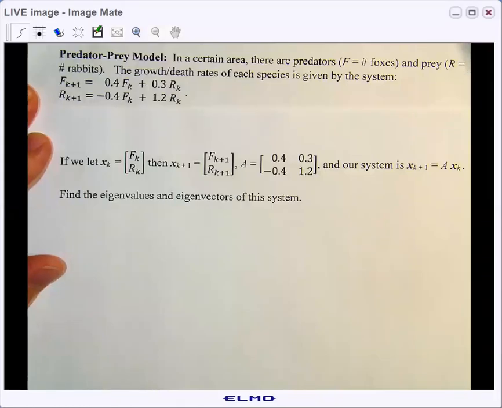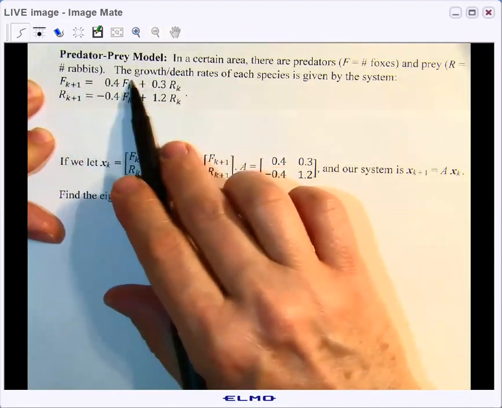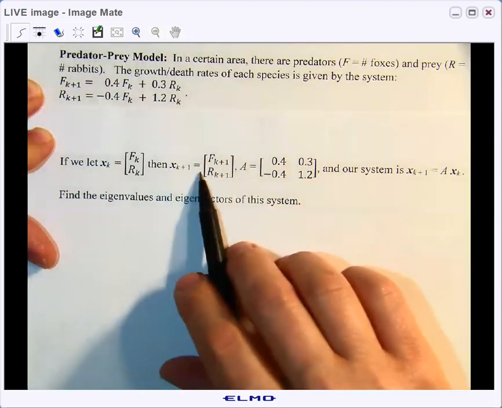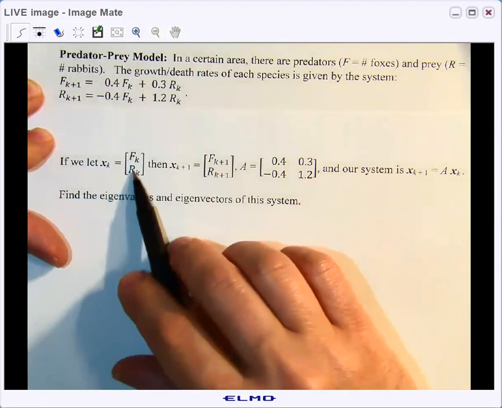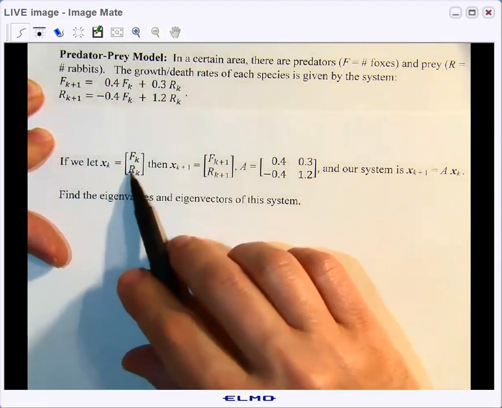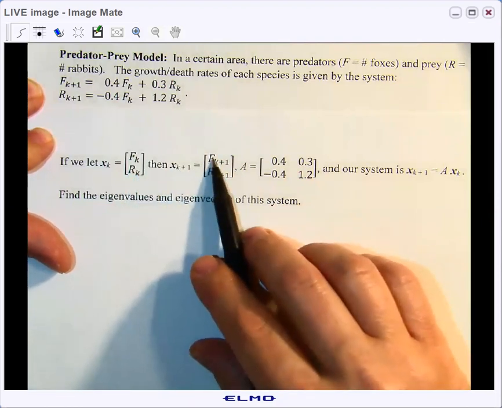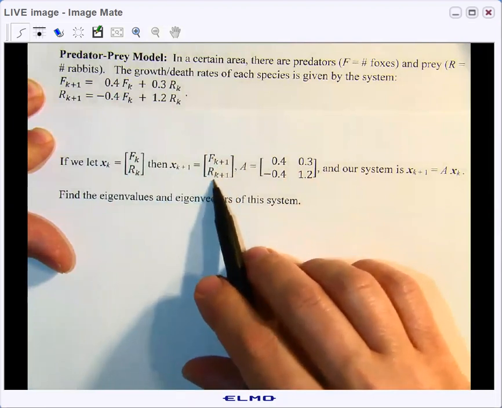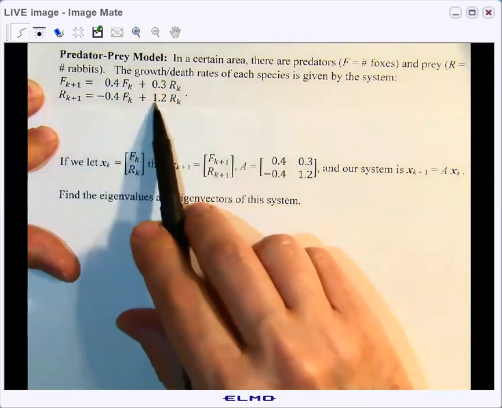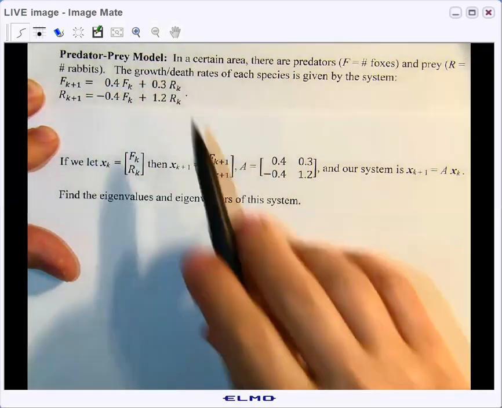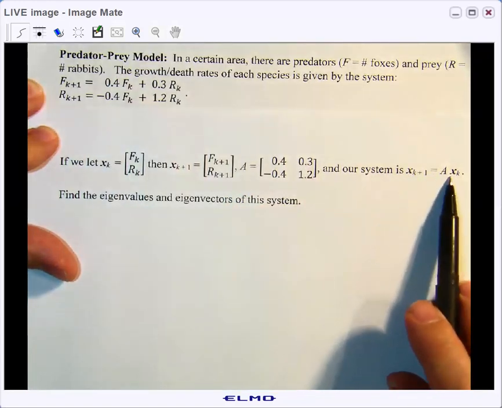And we're back. We were talking about the predator-prey model, but you'll notice that this system looks amazingly like a matrix system. In fact, if I let the x vector be f sub k and r sub k, the number of foxes at time k and the number of rabbits at time k, and x sub k plus 1 be the number of foxes at time k plus 1 and rabbits at time k plus 1, and if I let A be the coefficient matrix here, then this could be written as x sub k plus 1 is A times x sub k.